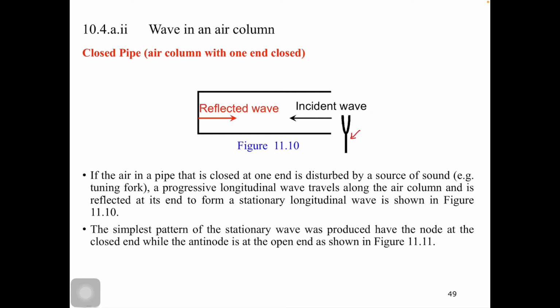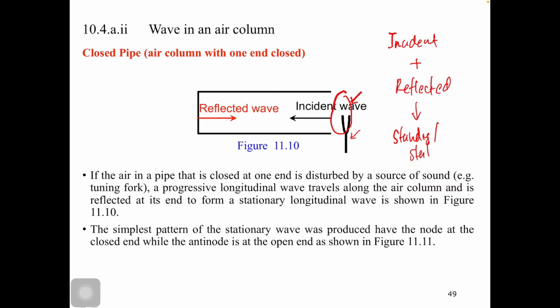This experiment, kalau awak letak mulut awak dekat sini, so you menjerit dekat sini, you akan menghasilkan incident wave masuk ke dalam you punya pipe, dan sebab hujung ni tertutup, dia terpaksa patah balik lah. So reflected wave. So bila incident bertemu dengan reflected, dia akan menghasilkan travelling wave. So the air in the pipe ni yang saya cerita lah. Okay, so basically incident plus reflected akan menghasilkan standing wave ataupun stationary wave.